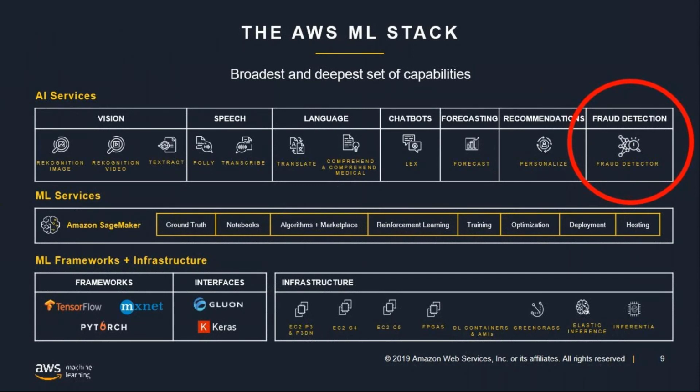Fraud Detector is part of the AI services category among the AWS ML offerings. What this means is that it's a fully managed AI service where we've tried to automate much of the process of creating high-performing custom fraud detection models so customers can benefit from ML without worrying about the heavy lifting.